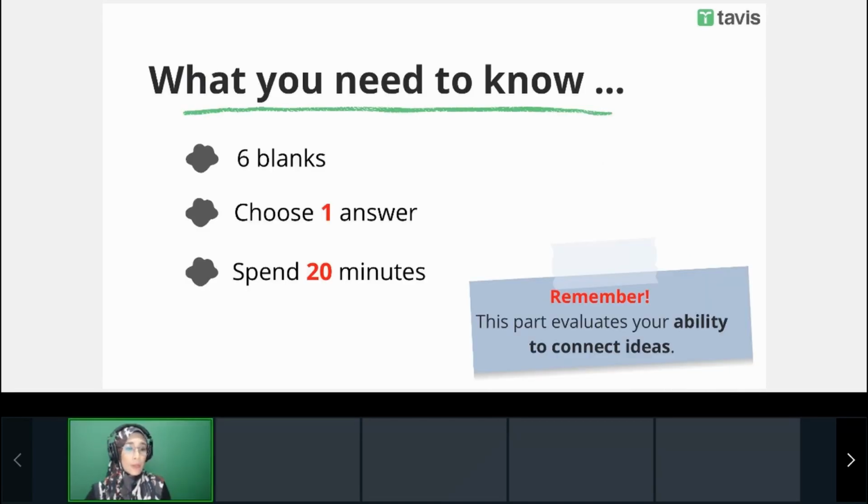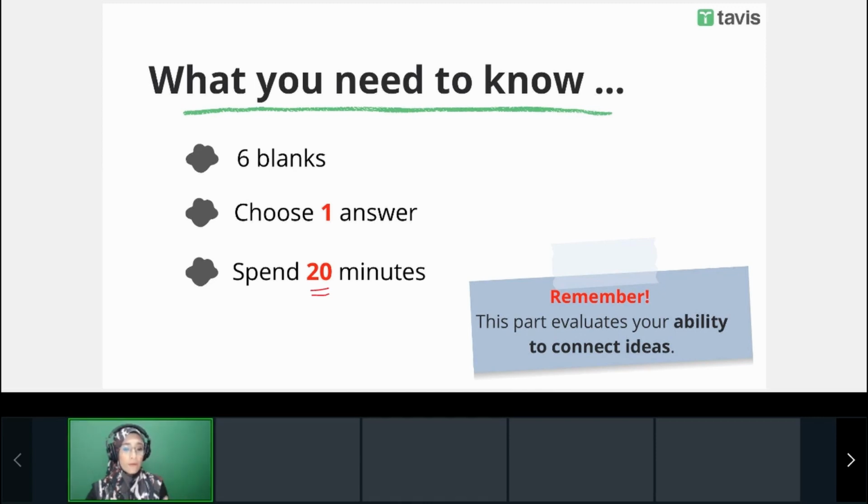Now, for part 4 gap text, you have 6 blanks. You will be given 6 blanks on one particular text, and you have to choose one answer from the answer options given. And please try and spend only 20 minutes.